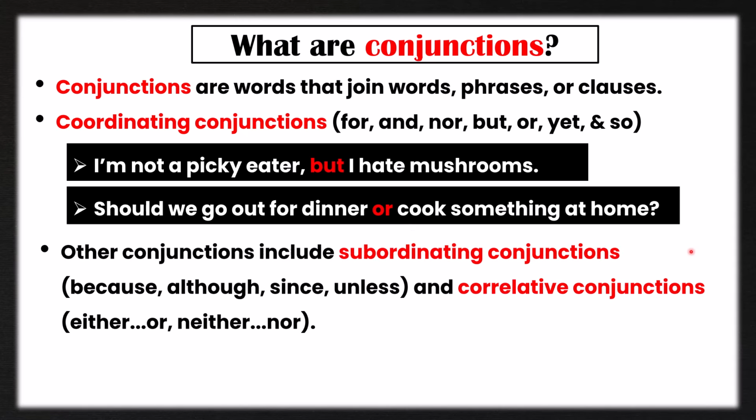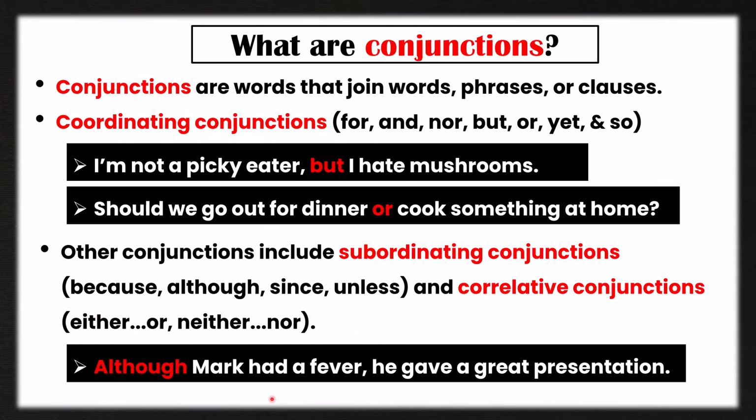We also have subordinating conjunctions. For example, because, although, since, unless, and correlative conjunctions, either or, neither nor. For example, although Mark had a fever, he gave a great presentation. Although is a subordinating conjunction.